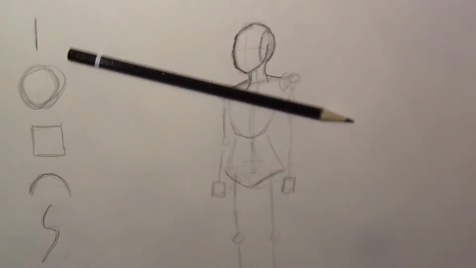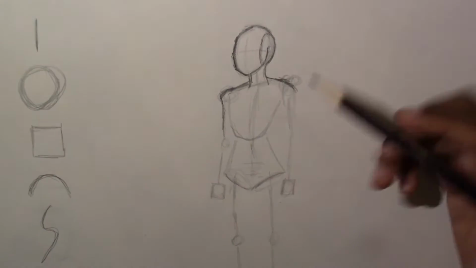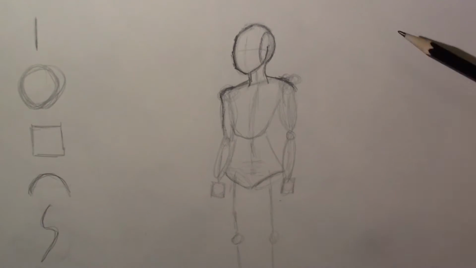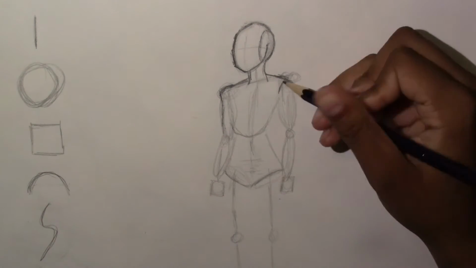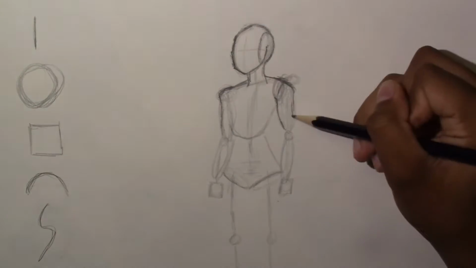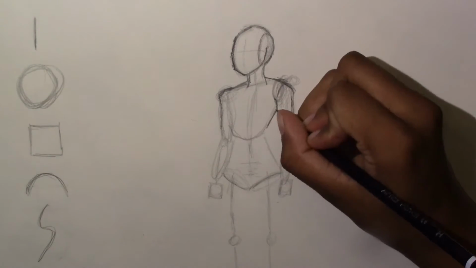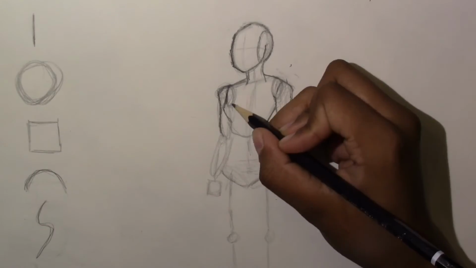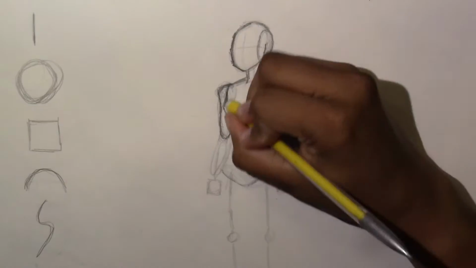I first outline the shoulders with darker strokes. Then I lightly outline the upper and forearms with two long ovals on either side. Lastly, for the upper body, I fully outline the rest using darker strokes and keeping in mind the shape I want the body to be in.